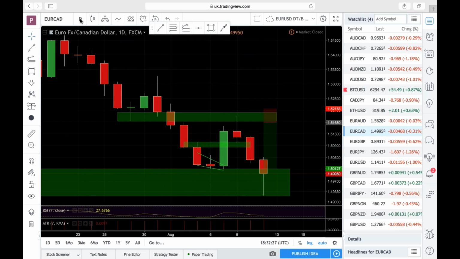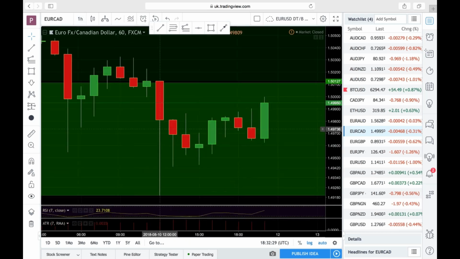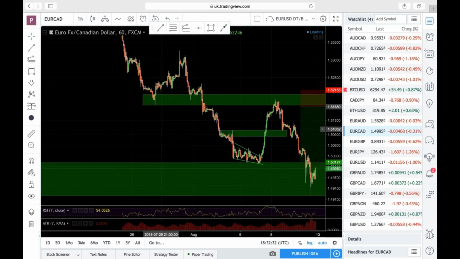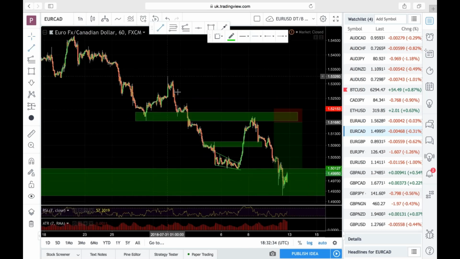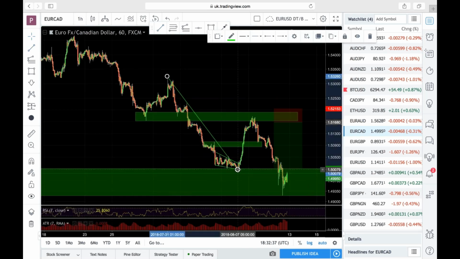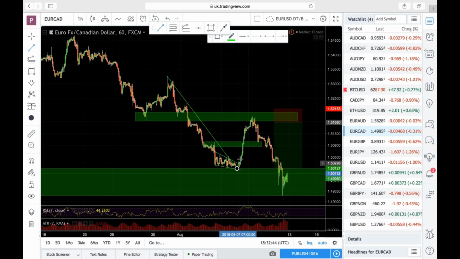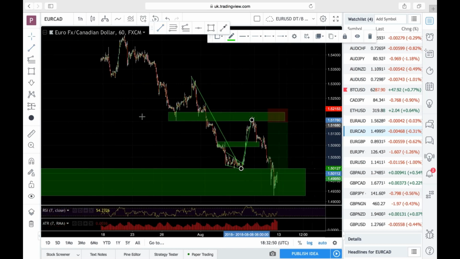So let's just zoom in and go down to the 1 hour. So we had a new structure low. Then my prediction, I've identified a bearish market. Now I'm predicting a retest of this structure level right here.